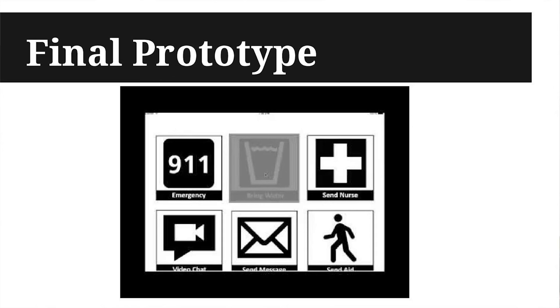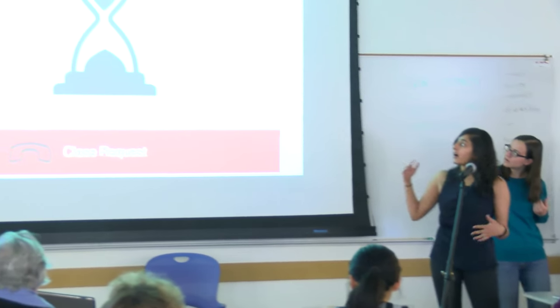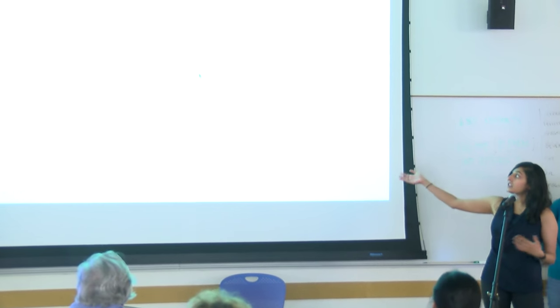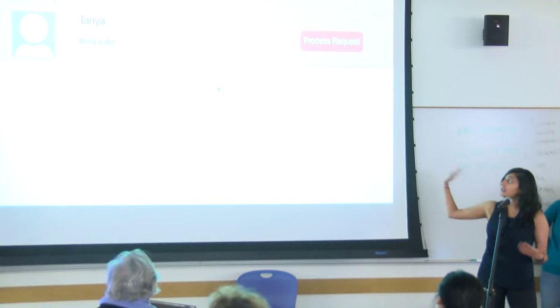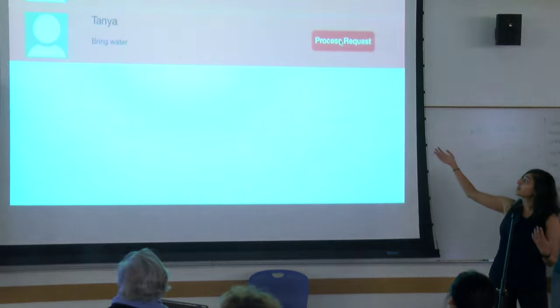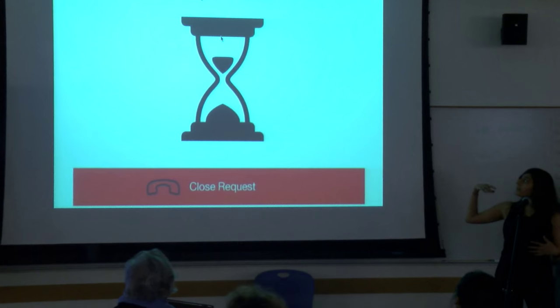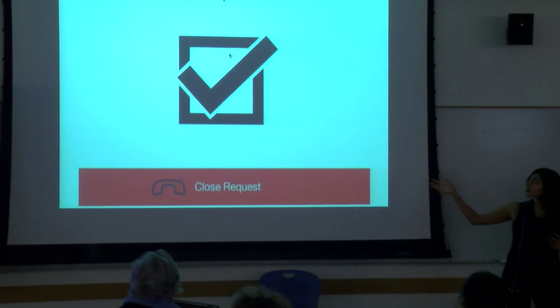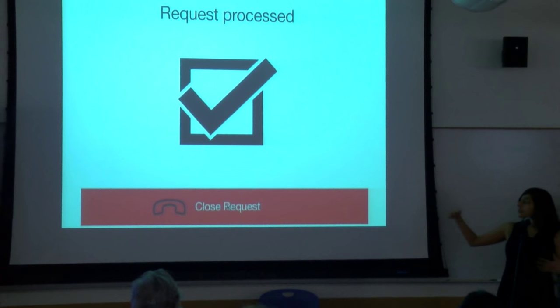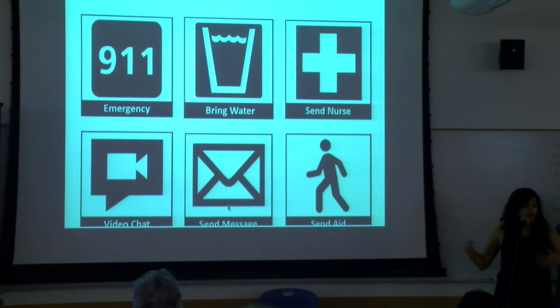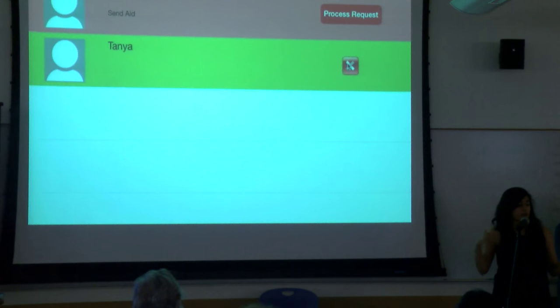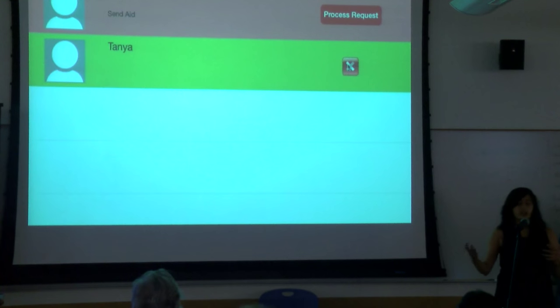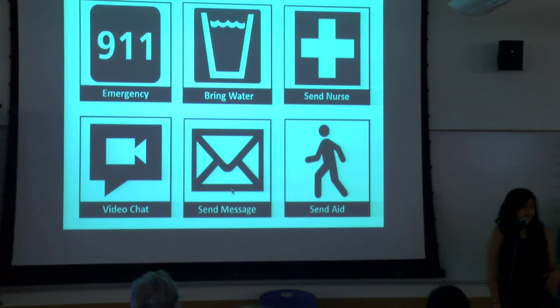They are led to this home screen with the high contrast buttons and can press something like bring water, in which case they go to the request sent screen. That request is then sent to the nurse's side, where it will appear, and the nurse can say they want to process the request, that they've received it. That then shows up on the resident side saying request processed. They can close the request if they want, and the nurse can also close the request on their side once it's been fulfilled.